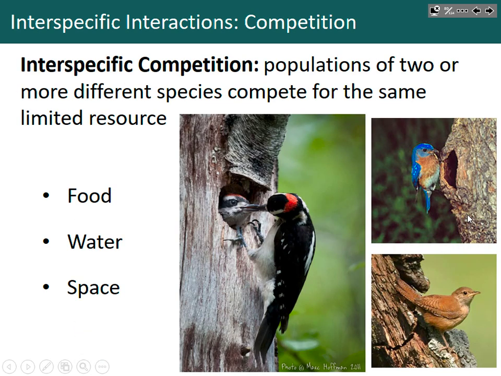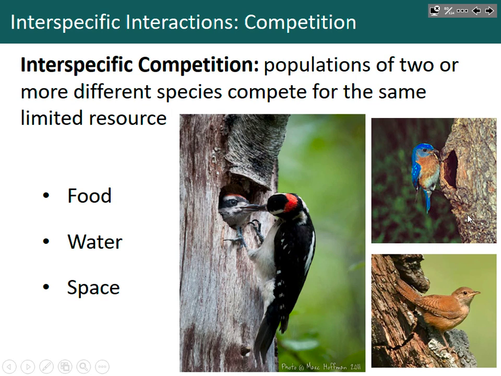We talked a little bit about interspecific competition on Tuesday, and we said that this is when populations of two or more different species compete for the same limited resource. We have lots of different possible resources. Food and water and space are common things to think about.